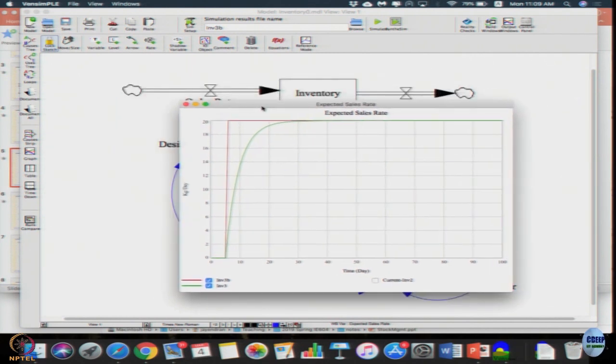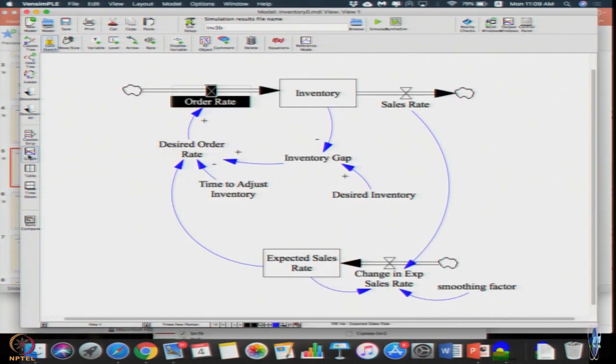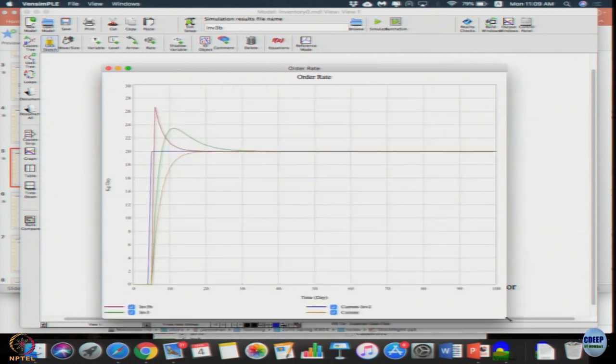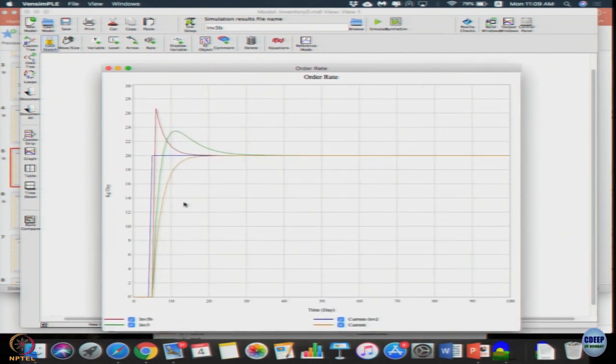Let us see what will happen to our order rate. There are a lot of lines. This one here with a sharp peak is when the smoothing factor is 1. It still overshoots and then, as an exponential decay or goal seeking behavior, reaches your steady state value. So the higher the smoothing factor, the faster you are going to reach your goal, right?